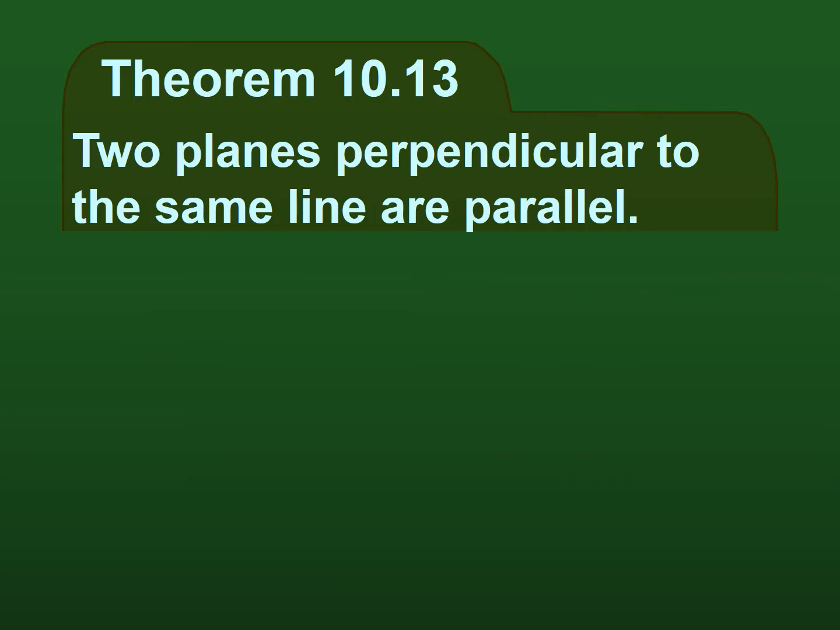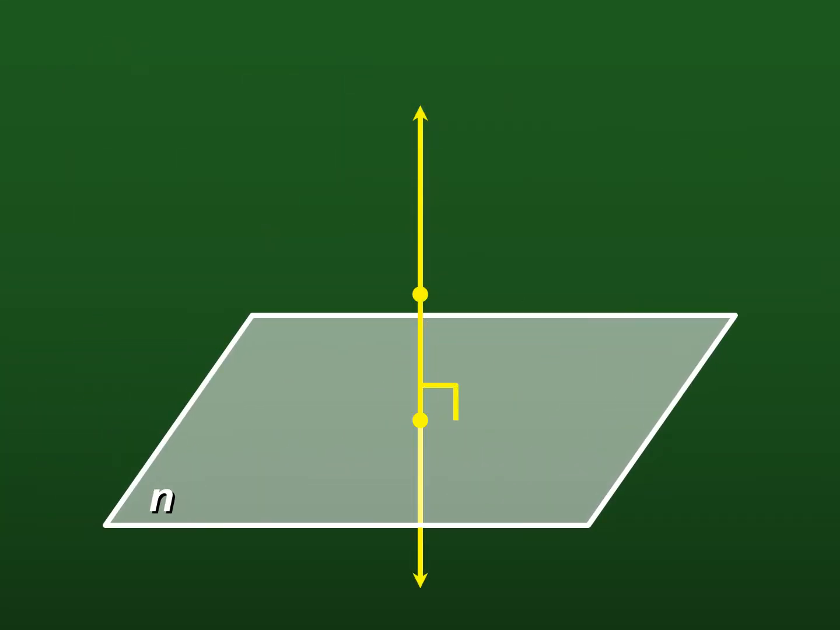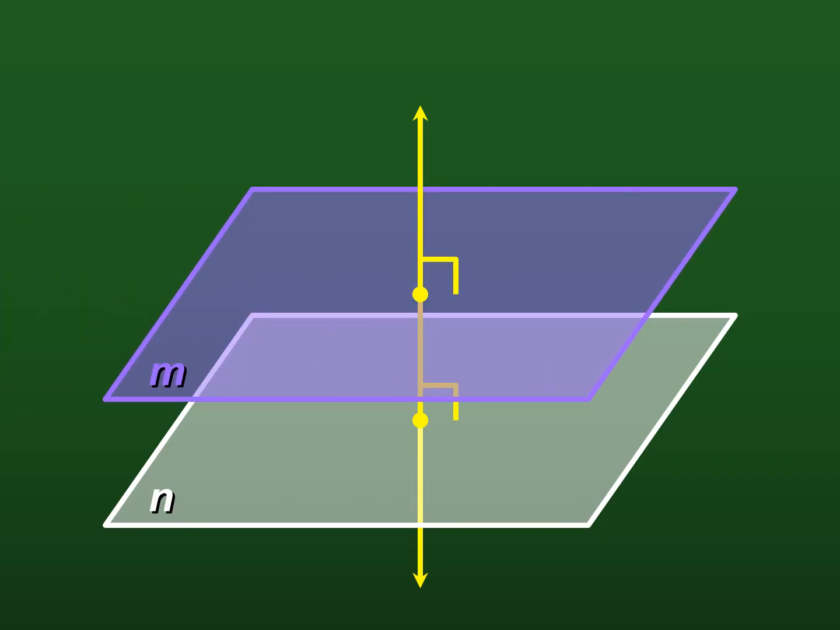The next theorem says that two planes perpendicular, which means they intersect at a 90-degree angle, to the same line are parallel. So here's a line. Here's plane N, which is perpendicular to that yellow line. And here's plane M, which is also perpendicular to that yellow line. So there are two planes, both perpendicular to the same line, which means that plane M and plane N are parallel planes.